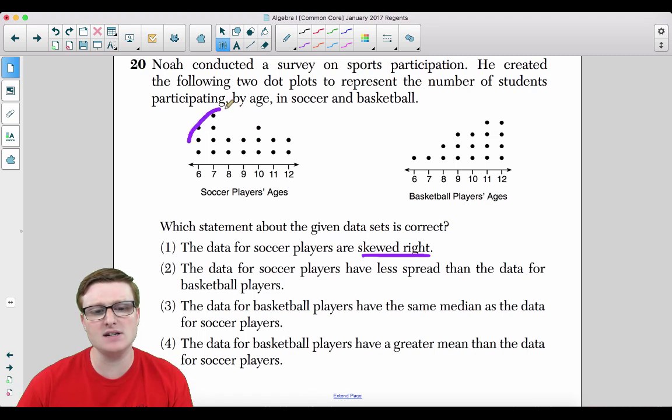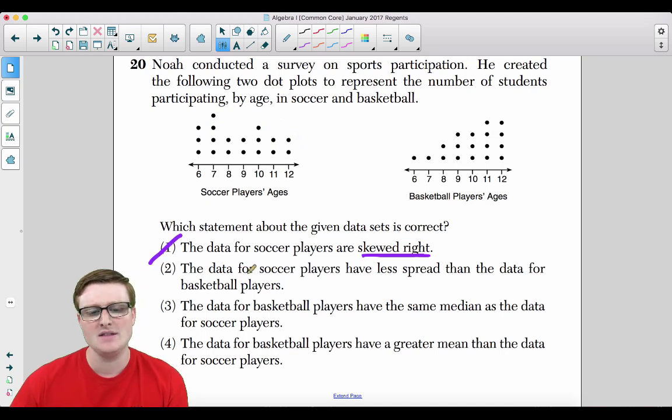It kind of shows even distribution a little bit. So that can't be the answer. That's not correct. The data for soccer players have less spread than the data for basketball players. We'll talk about that in a second. The data for basketball players has the same median as the data for soccer players.